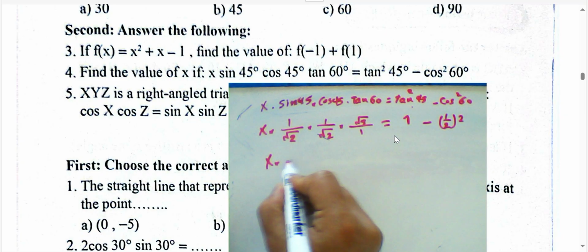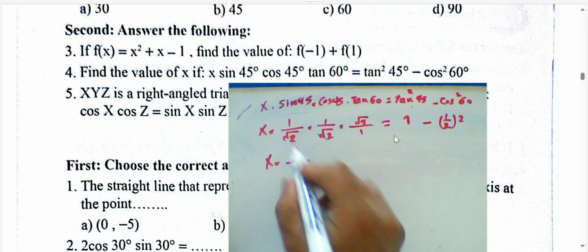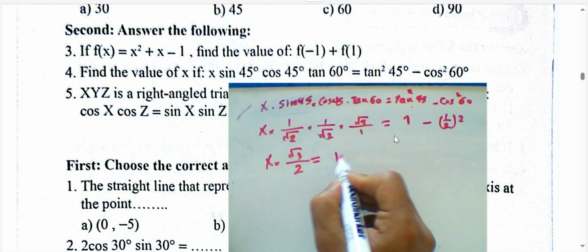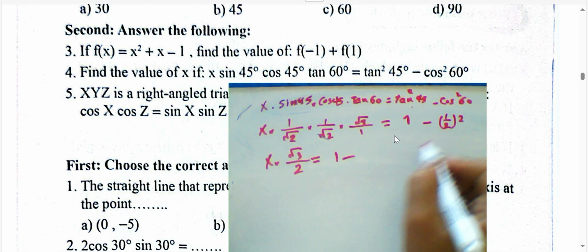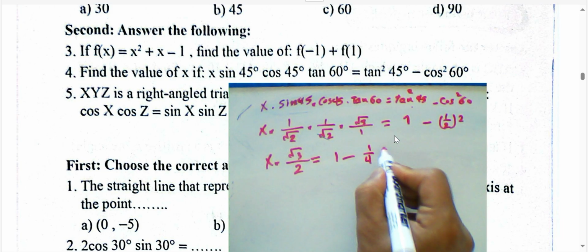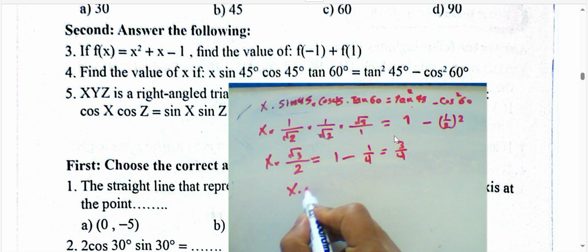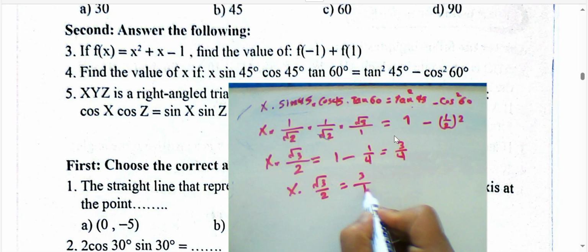Then we can write x product by root 2 root 2 equal 2 root 3 times 1 over root 3 equal 1 subtract by 1 over 2 power 2. It will be fourths. Then the difference between them equal 3 over 4. Then we have x product by root 3 over 2 equal 3 over 4.